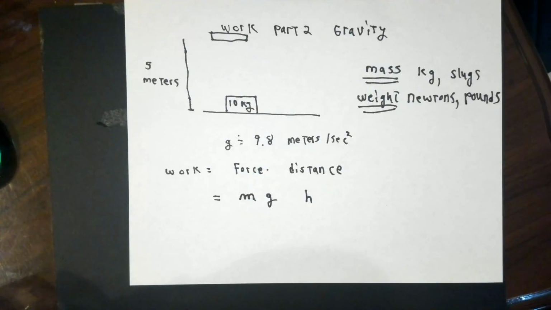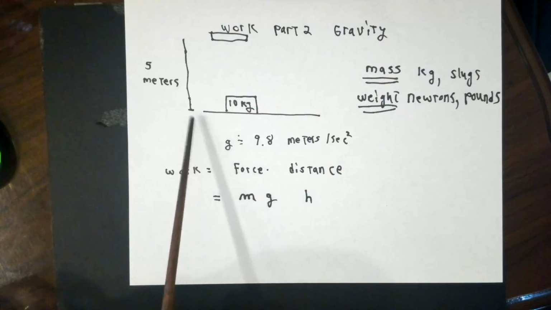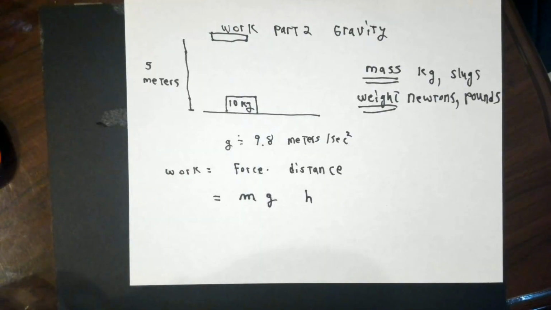In this particular case, though, I know the mass, I know the acceleration due to gravity, and I know the amount of change in position that we're going to have. Doing the arithmetic, we find out that 490 joules of work was done.